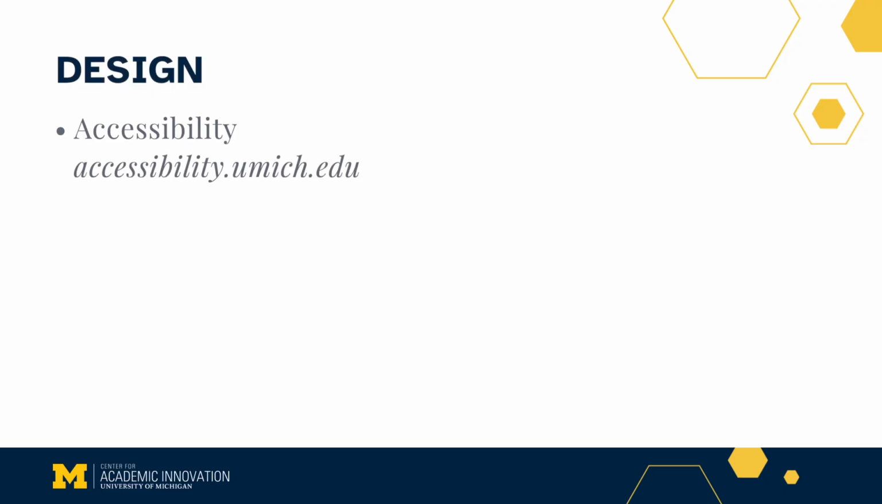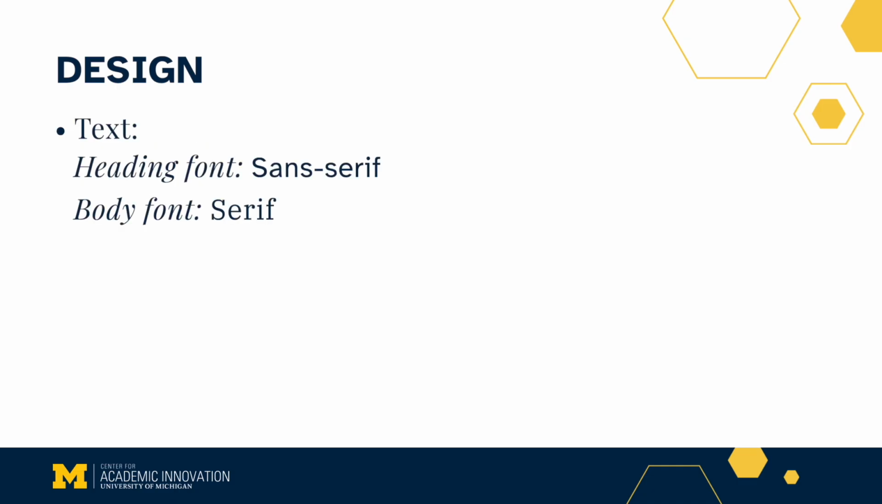Accessibility. These considerations affect everything from color and contrast to headings and other structural concerns. You can find accessibility tips from U of M on their digital accessibility website, accessibility.umich.edu.